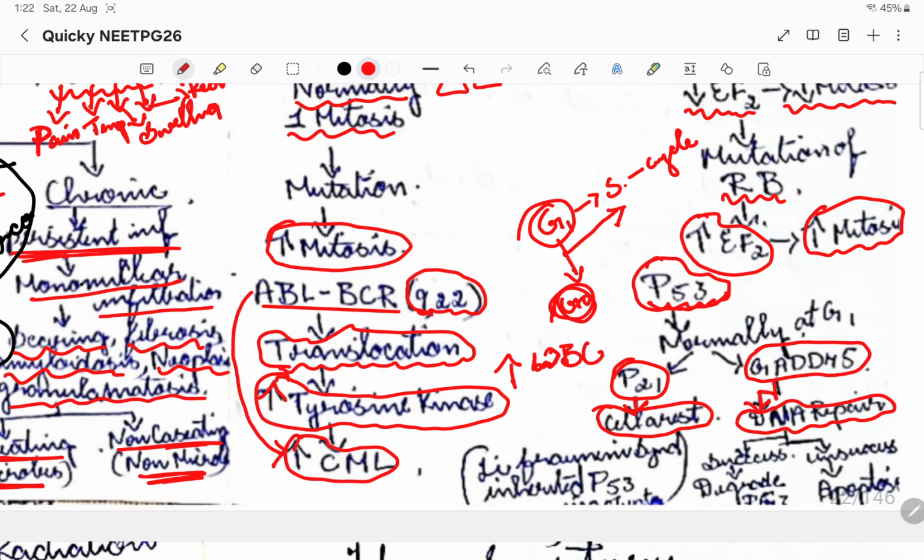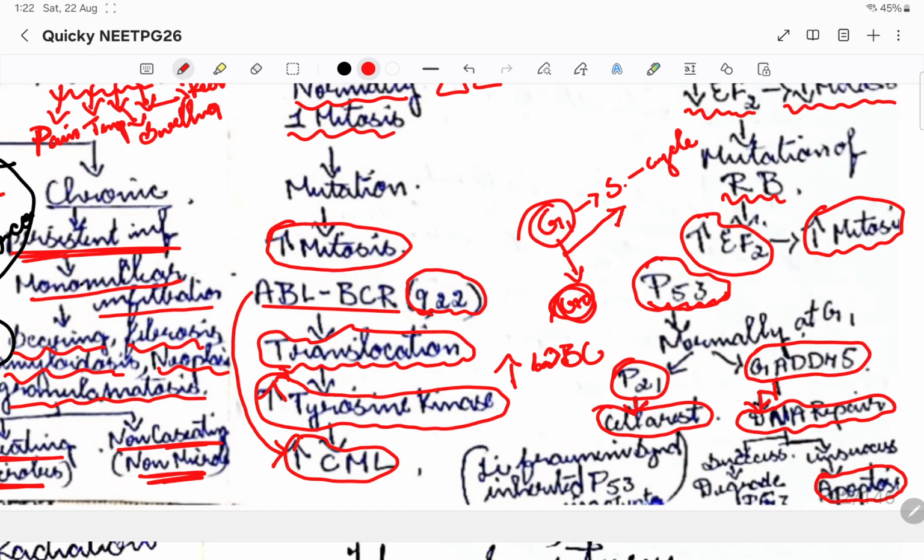Suppose the DNA is not repairable, then it will tell the cell to go into apoptosis. That is what we discussed in the beginning of this chapter, right? The apoptosis pathway and all. That is where the P53 gene came in. So this is what the apoptosis pathway looks like.